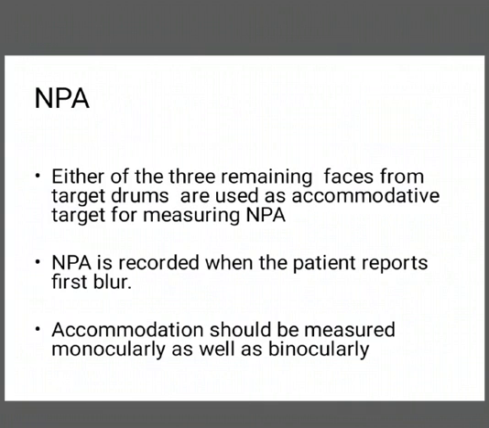Now near point of accommodation. Near point of accommodation can be measured by using any of the remaining three faces of the target drum as the target. Near point of accommodation is recorded when the patient reports the first blur as the target moves towards the patient's eye. Accommodation should be measured monocularly as well as binocularly.